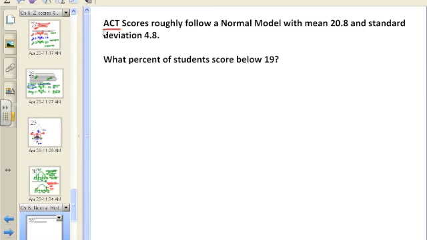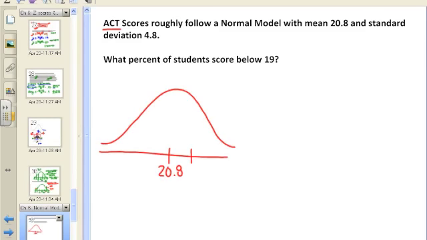It turns out ACT scores roughly follow a normal model with a mean of 20.8 and a standard deviation of 4.8. So the first thing I'm just going to remind you of, I'm going to draw a picture here, is what the normal model looks like. Just a quick reminder, we put the mean in the middle, and we'd consider up and down 3 standard deviations. So if I use the standard deviation of 4.8, going down I get 16, 11.2, and 6.4.